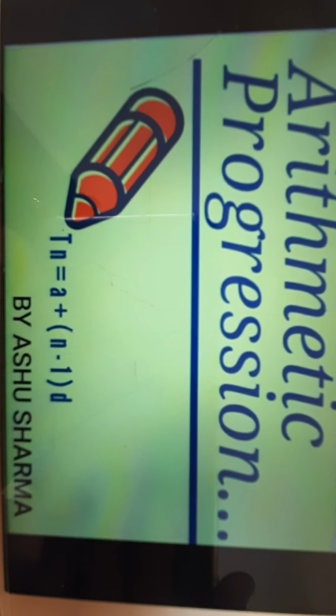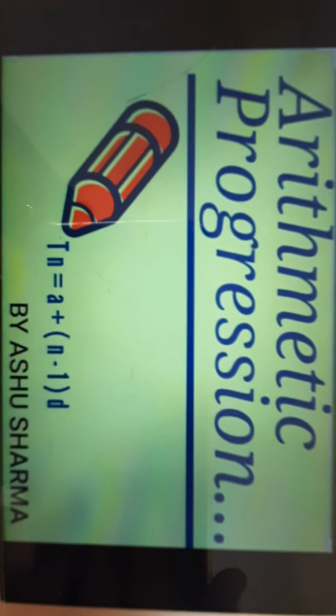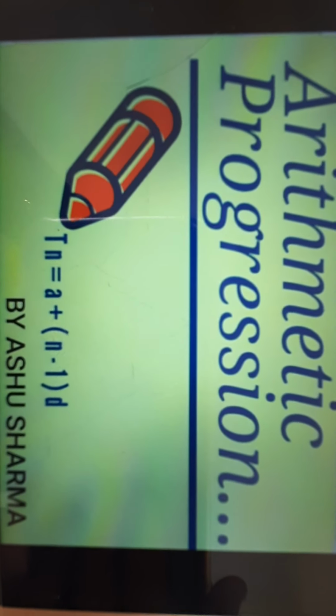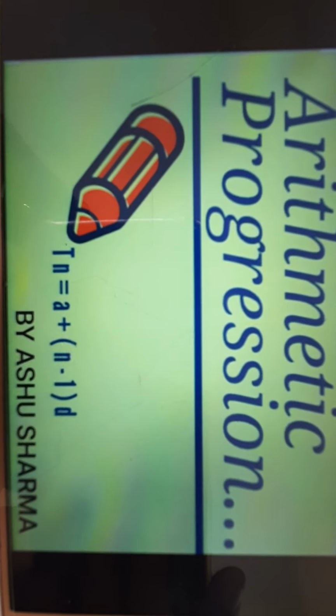Welcome back, my dear students, to your mathematics class with your Ashu ma'am, and we are doing arithmetic progression. And today we are going to start exercise 5.2.